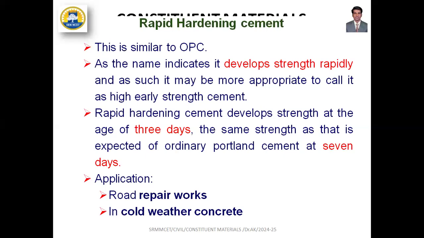This is very similar to ordinary Portland cement, but it develops strength very rapidly. For example, ordinary Portland cement gains a particular strength at 7 days. The same strength can be achieved by rapid hardening cement at 3 days. So this particular cement is used for various road repair works.